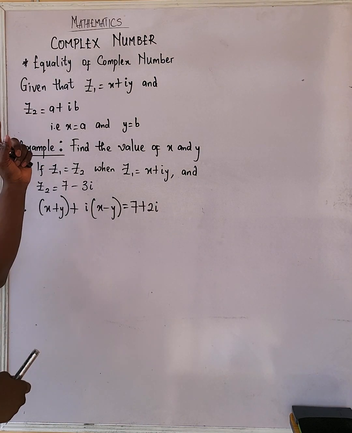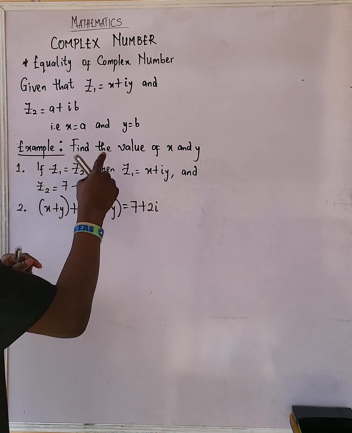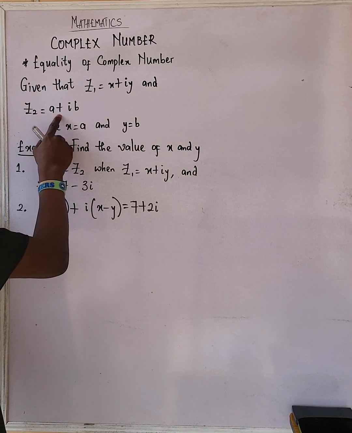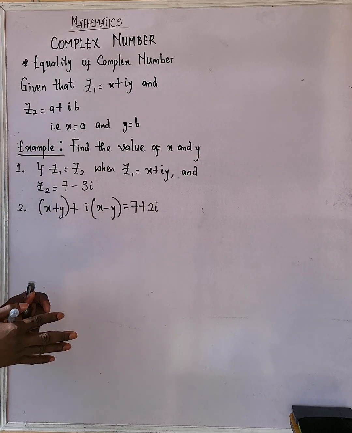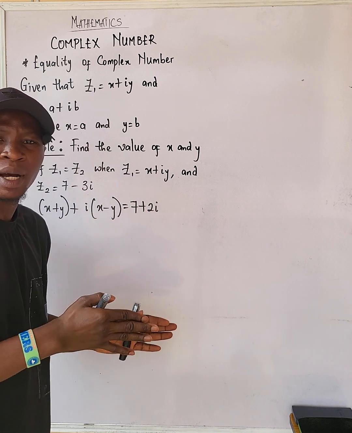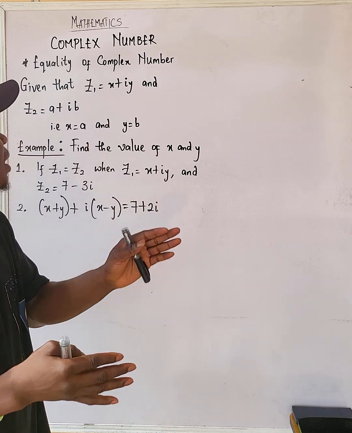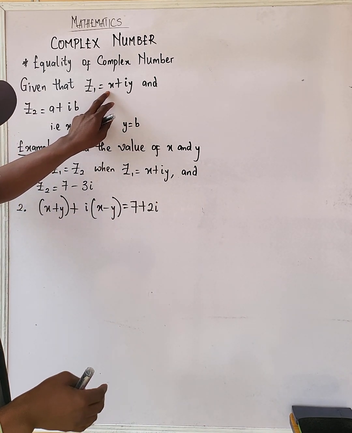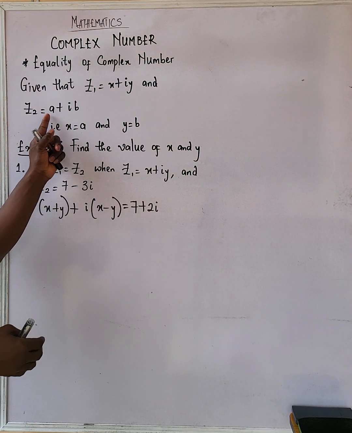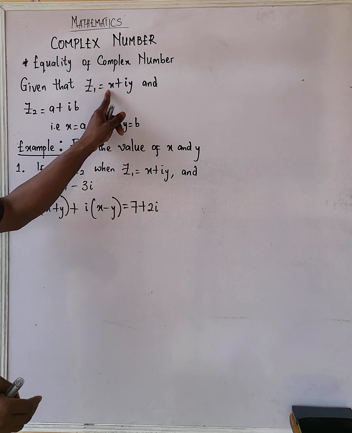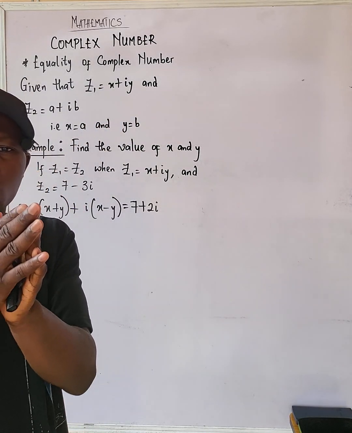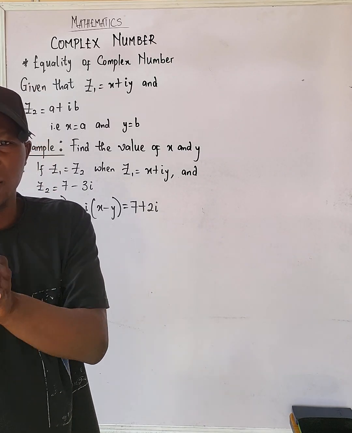Now, let's go to equality of complex numbers. We are given that z1 is equal to x plus iy and z2 is equal to a plus ib. Don't forget that a complex number is made up of the real part and the imaginary part. The real part is the one having only a number, while the imaginary part is the one always carrying your i. This is the real part, this is the imaginary part. So please don't forget, your complex number is made up of two things: the real part and the imaginary part.